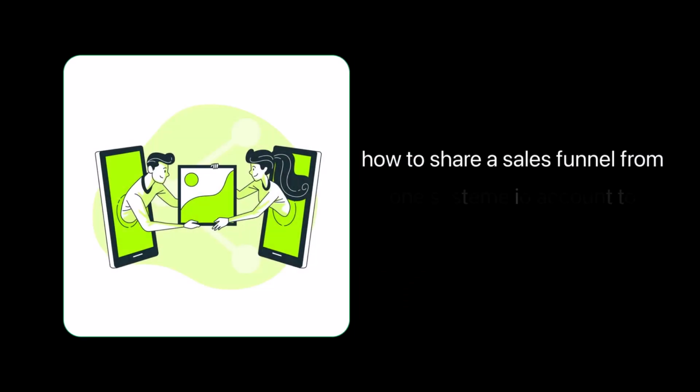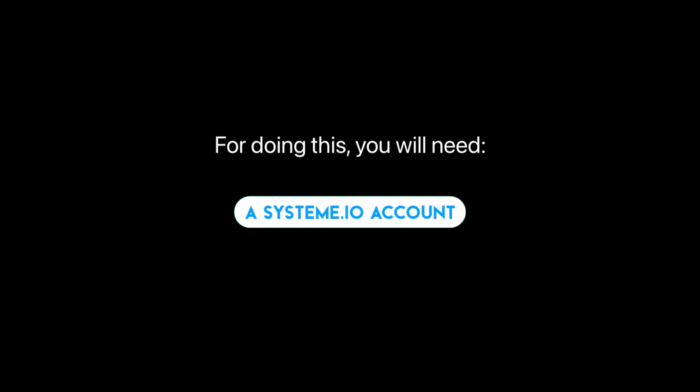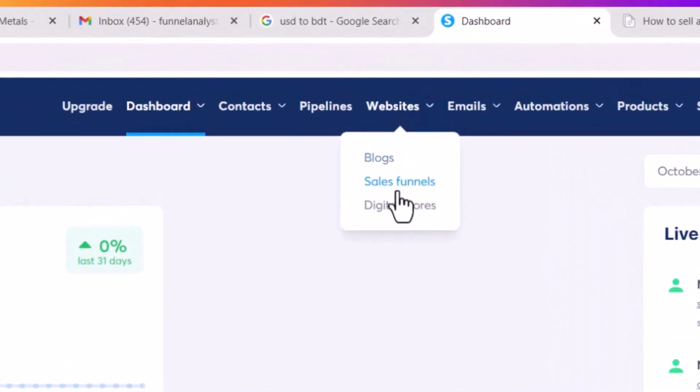In this video, you will learn how to share a sales funnel from one system.io account to another. For doing this, you will need a system.io account and a sales funnel. Open your system.io dashboard and come over here, sales funnels.